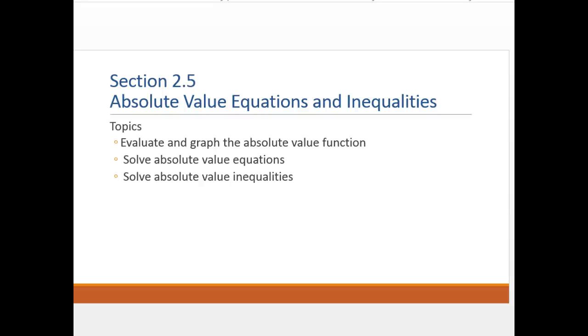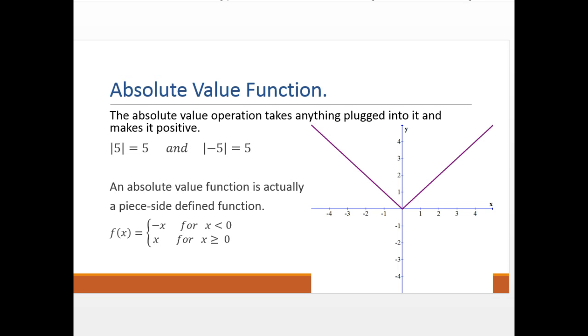This is section 2.5, absolute value equations and inequalities. First off, defining what an absolute value function is. The absolute value operation takes anything plugged into it and makes it positive. We've seen before the absolute value of 5 equals 5, and the absolute value of negative 5 equals 5 as well. An absolute value function is actually a piecewise defined function.